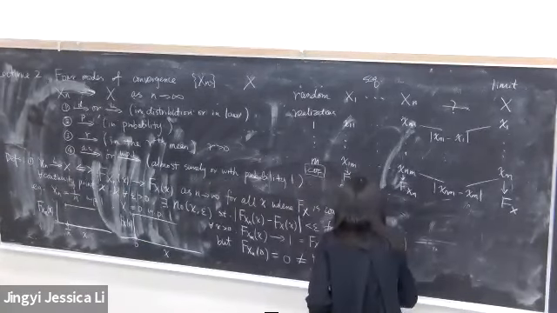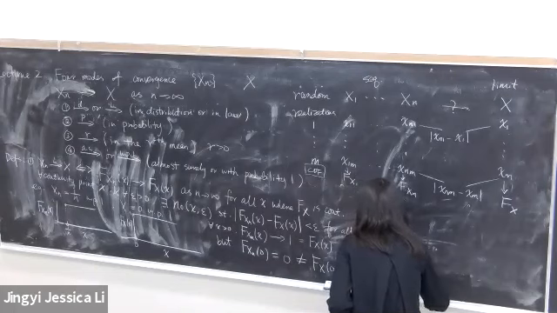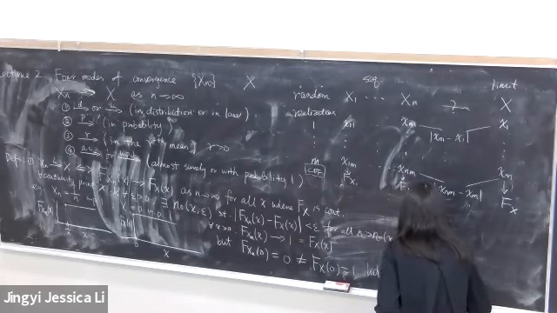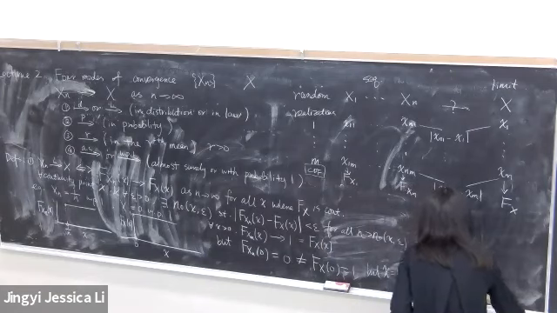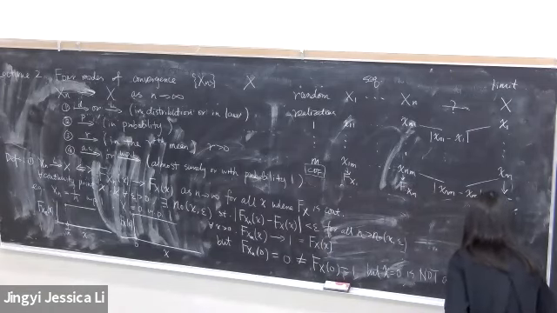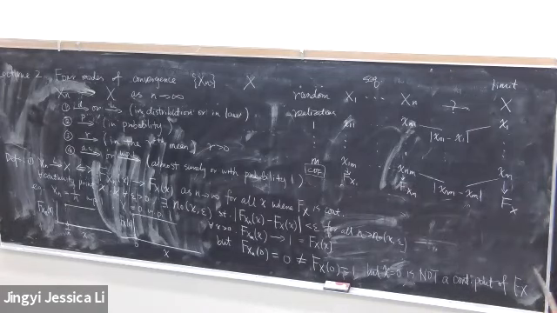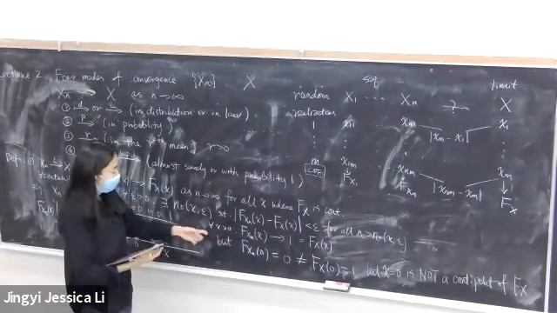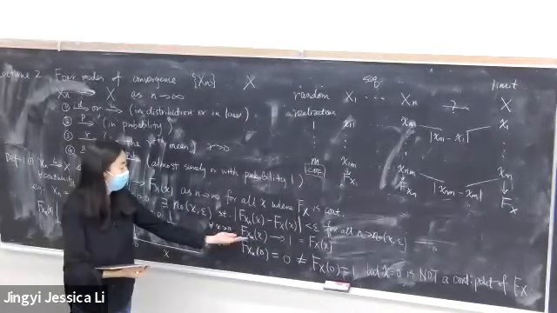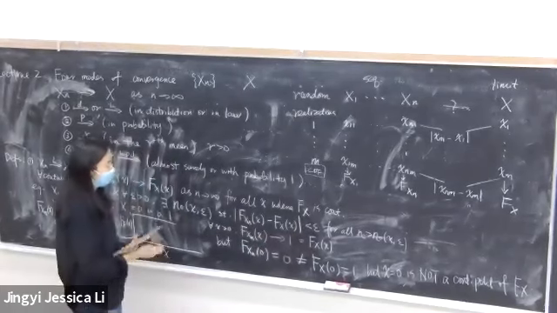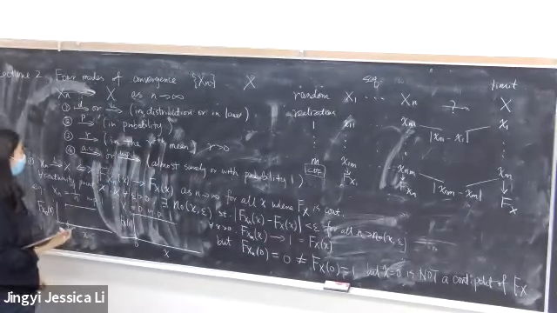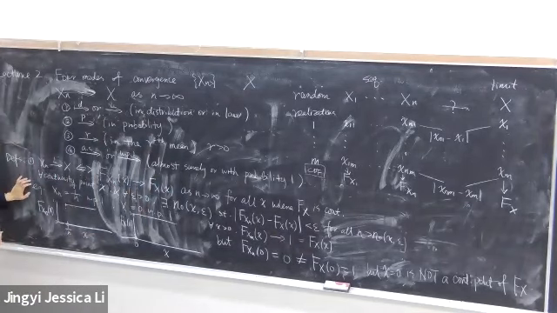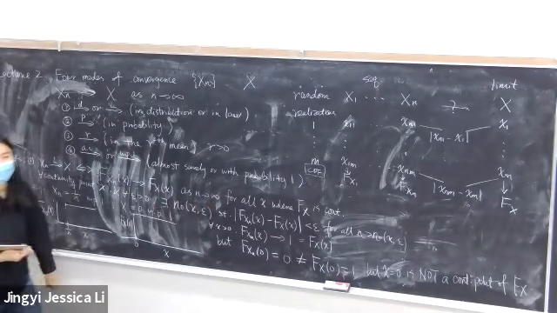Okay, but x equal to 0 is not a continuity point of fx, so we don't care about it. And for positive x, we are fine. For negative x, we're also fine because we can show this is 0, this is 0. So the conclusion is that, yes, in this example, we do have convergence in law. I think this example is very good to show why we need the special treatment for continuity point.